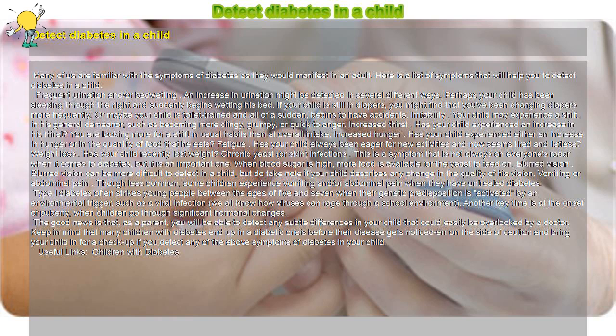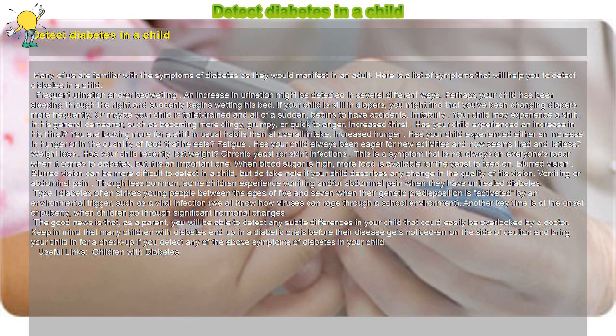Chronic yeast or skin infections. This is a symptom that is not always on everyone's radar when it comes to diabetes, but it is an important one. When blood sugar is high, more food is available for the yeast to feed on. Blurred vision. Blurred vision can be more difficult to detect in a child, but do take note if your child describes any change in the quality of his vision.